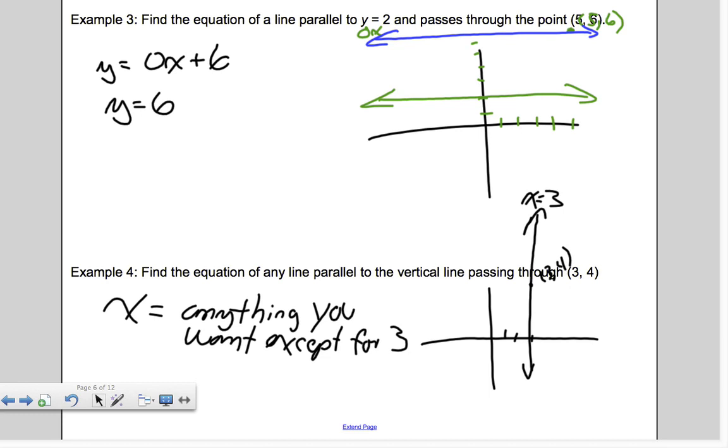We want a line that's parallel to it. So x could be 1 billion. x is equal to 1 over 1,000. But it's still vertical. It's still vertical. Anything you want. Any number except for 3 you can put there. Think of it, give me a number.